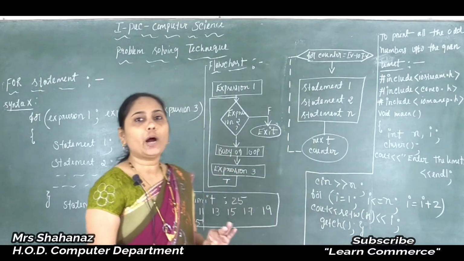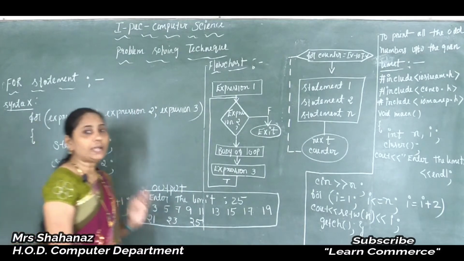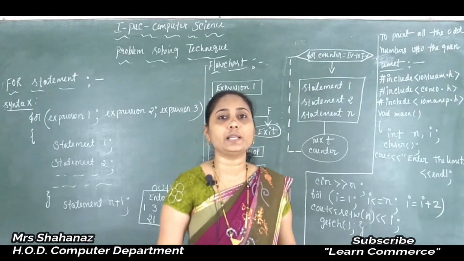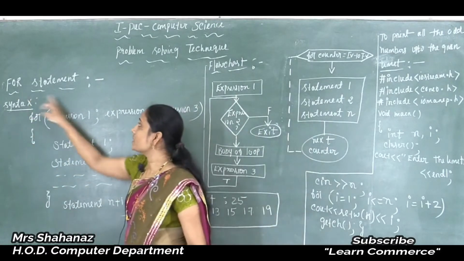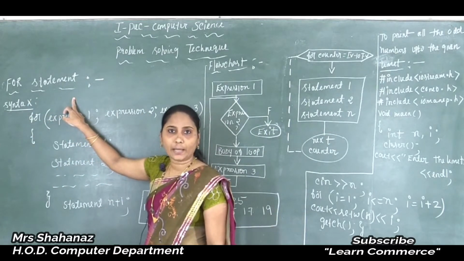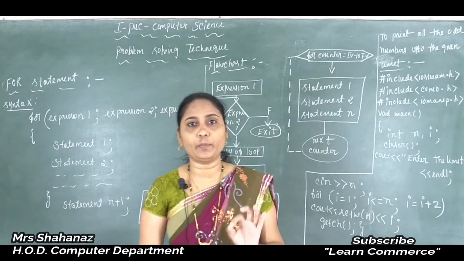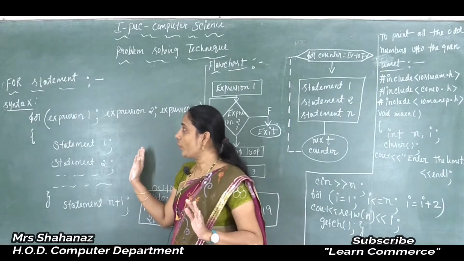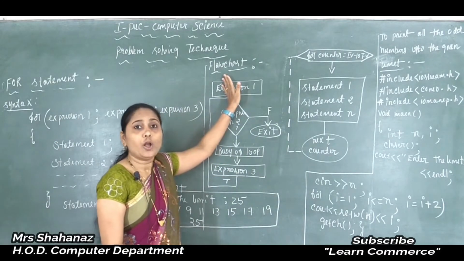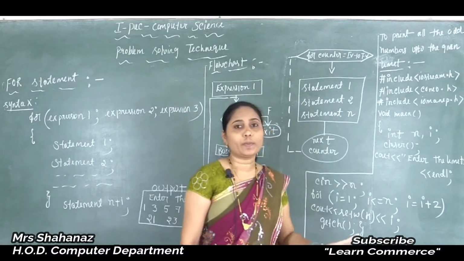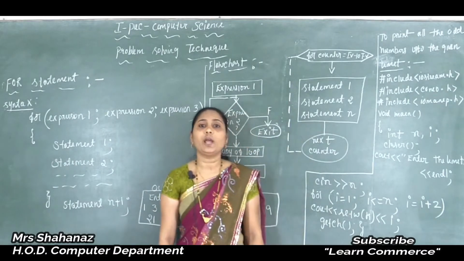No? Okay, in today's class we are going to start the third type of looping, that is called iteration. The third type is called the for statement. Before going to the syntax, the flow chart, and a suitable program or example for our for statement, first let us see the meaning of the for statement.